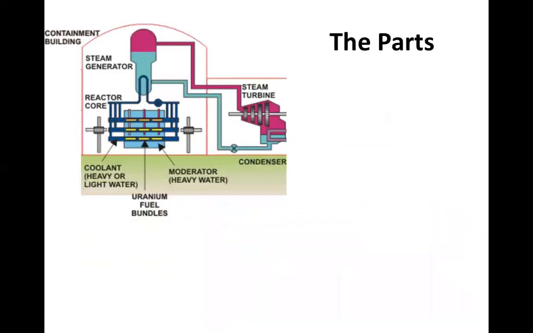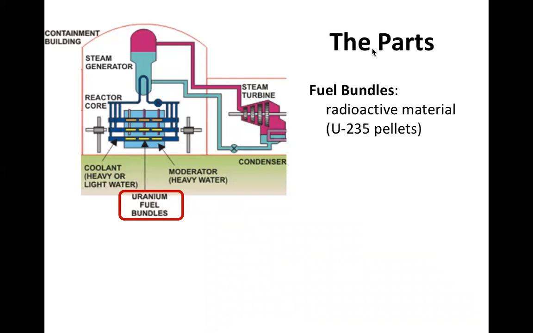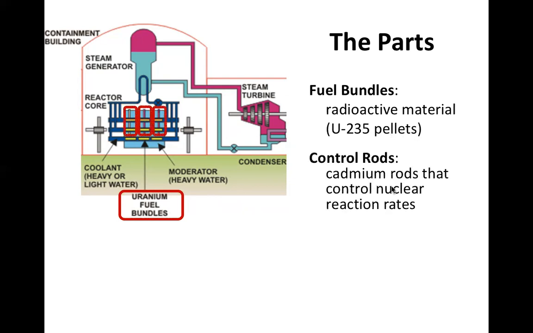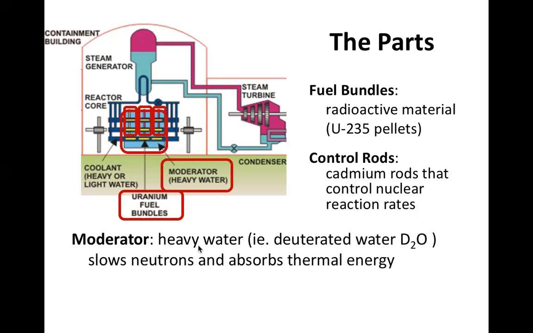So taking a closer look at the CANDU reactor, we have the fuel bundles, which is where you would put the uranium fuel. So uranium-235 pellets might be the fuel. Control rods, cadmium rods that control the nuclear reaction rates. We have the moderator, which is heavy water. Because the hydrogen has an extra neutron, so each of these 2 hydrogens has an extra neutron, the molecular mass of 1 molecule of D2O would be heavier than H2O. So that's why the nickname is heavy water. The moderator slows down neutrons and absorbs the thermal energy.